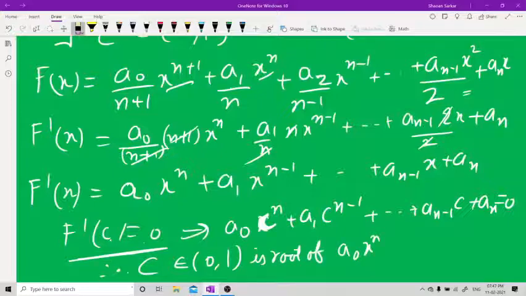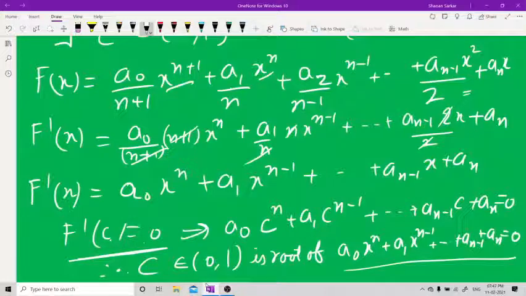This is actually c. Wait a minute. This is c. x to the power of n plus a1 x to the power of n minus 1, and so on up to a n minus 1 x plus a n equal to 0. See the root of this polynomial. This only I had to prove. Next is a good question. This is also a good question. Let us see this question.